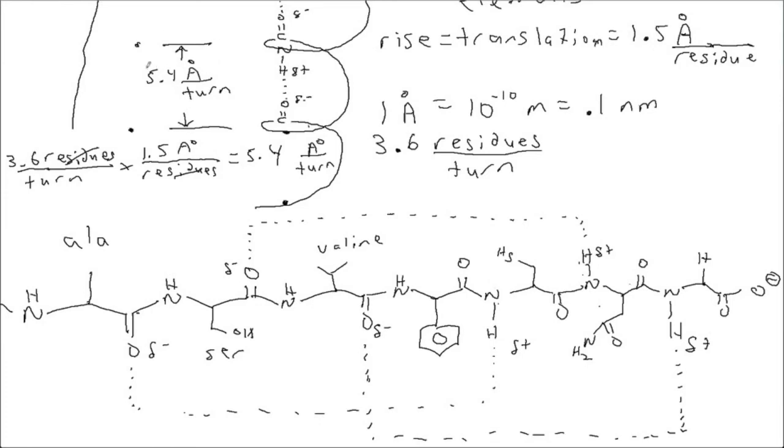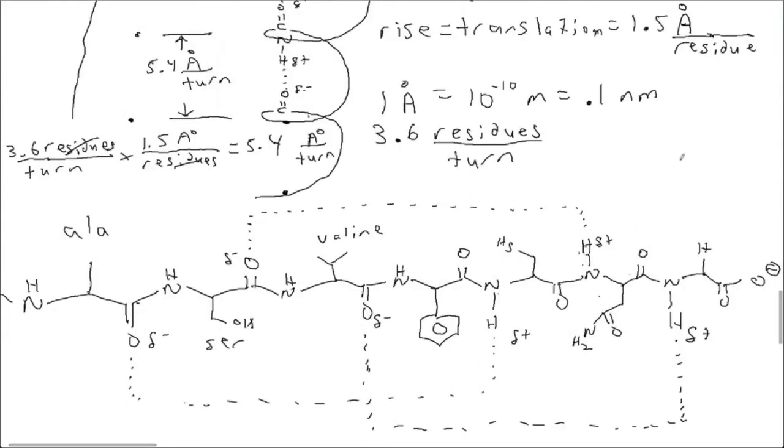You might want to memorize this number as well, or if you don't memorize it, you need to be able to figure it out by multiplying these two numbers. So you could either memorize this 5.4 number, or you could figure it out by multiplying the other two numbers. Now remember, these are only for alpha helixes.